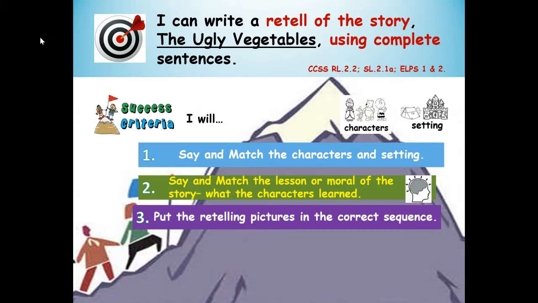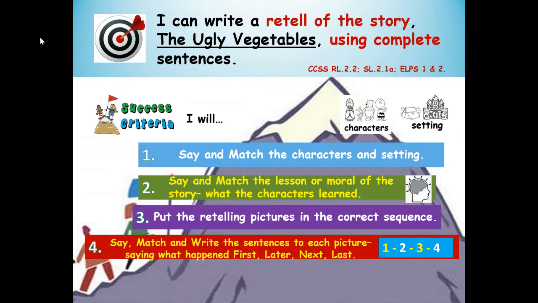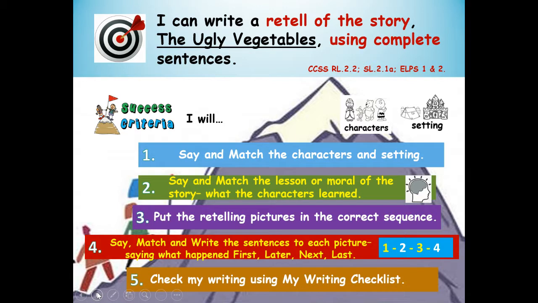Number 3, put the retelling pictures in the correct sequence or order. Number 4, say, match, and write the sentences to each picture, saying what happened first, later, next, and last. And that's when you're going to use those sentence frames that I give you. And then finally, check my writing using my writing checklist. And don't worry, we're going to do each one of these one step at a time.